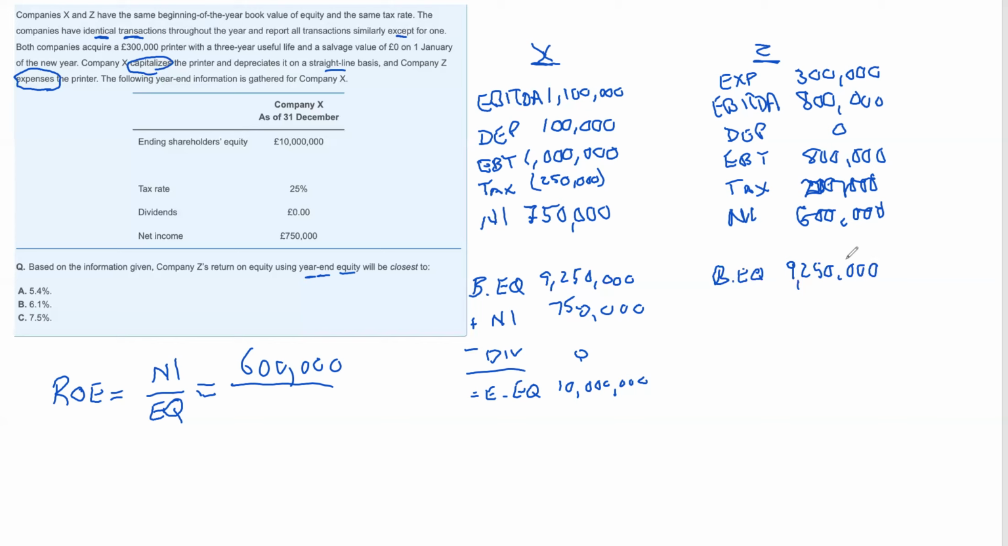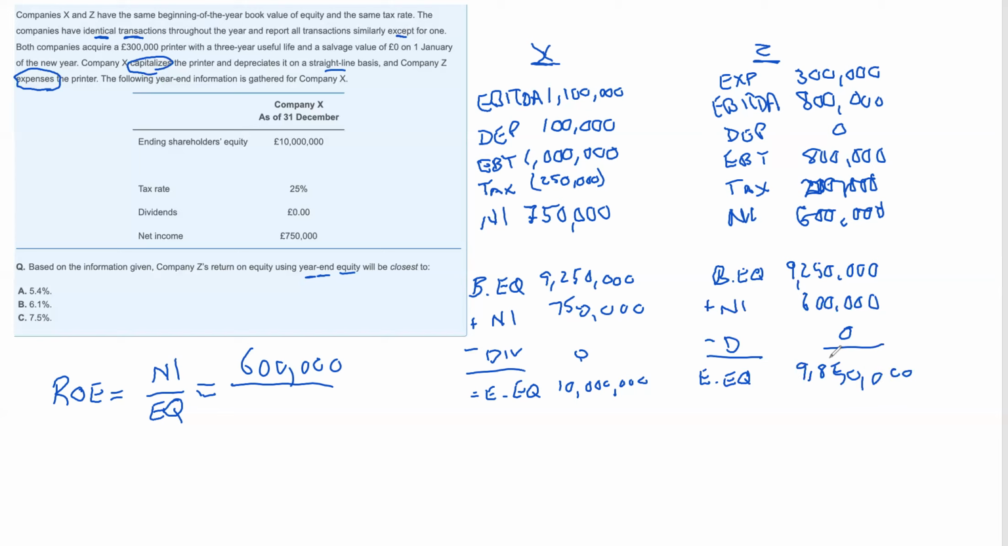All right, let's do the same thing. Let's add in the net income. The net income for company Z is 600,000. And there's no dividends because they're exactly the same in all of their transactions, except for this one. So the ending equity for company Z is going to be 9,850,000. 9,850,000. Let's get that in there.